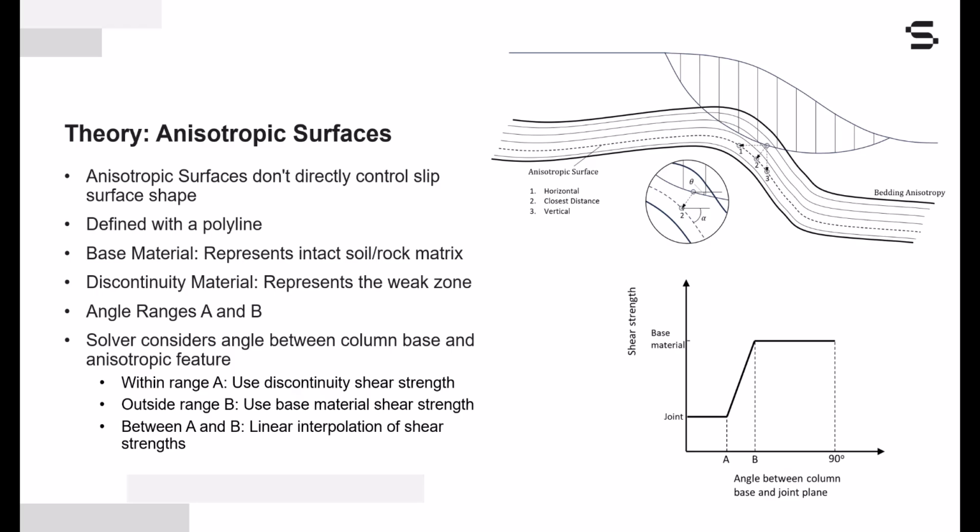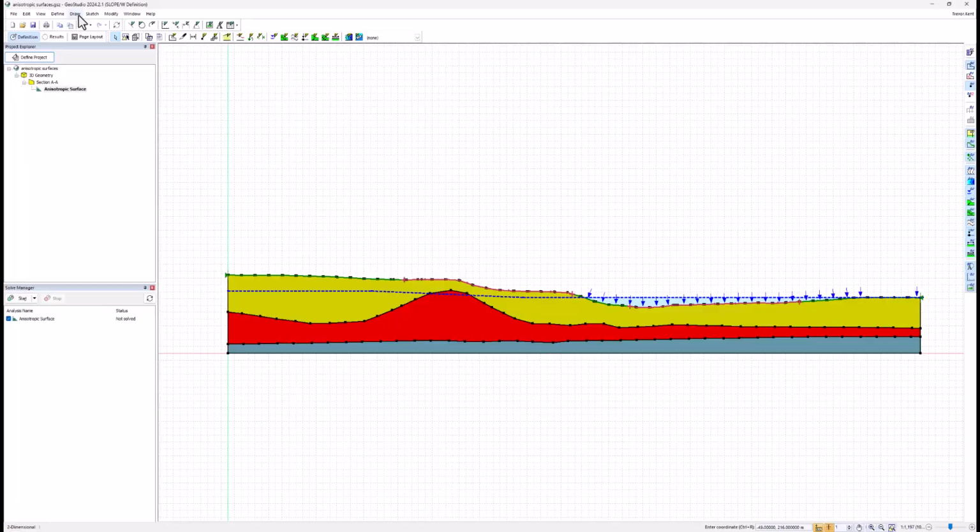You can see a figure depicting the different search techniques available for anisotropic surfaces, where the reference point is the midpoint of the column. Alpha is the angle of the anisotropic surface at the point found either horizontally closest, vertically closest, or closest overall. Let us get into the workflow for creating and drawing anisotropic surfaces.